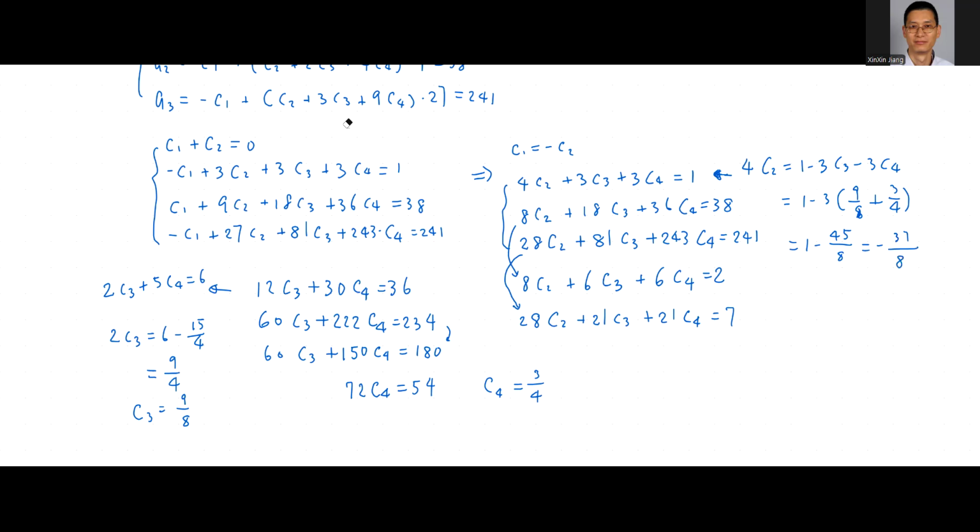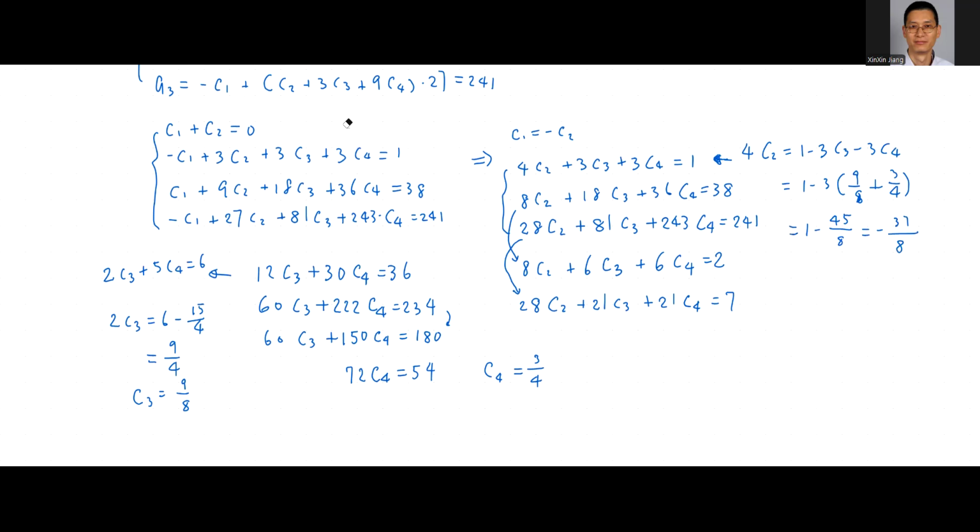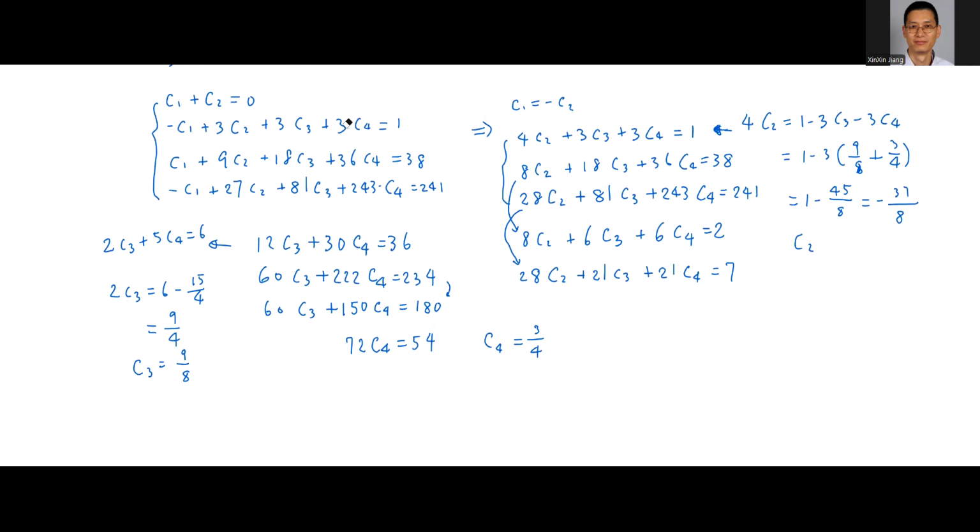And then we need to divide by 4. So I get C2 equals negative 37 over 32. Okay, 4 times 8, 32. And then we have C1 equals negative that, 37 over 32.